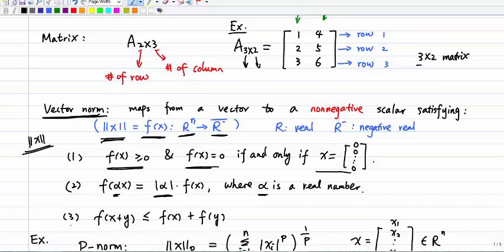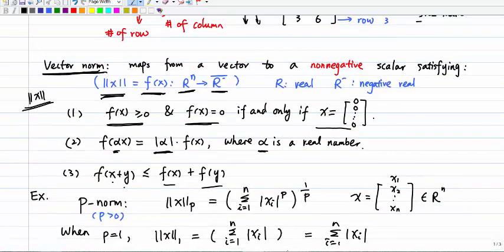The last one is f of x plus y. Here x is a vector, and y is another vector. You put them together, and the norm of the vector sum is less than or equal to the sum of the norms of each individual one, f of x plus f of y. This is called the triangle inequality. You can see it's a convex condition. Any function that satisfies these three properties can be defined as a vector norm.